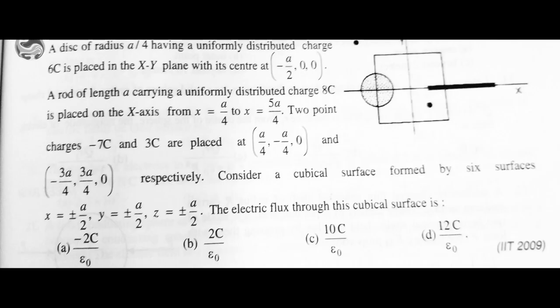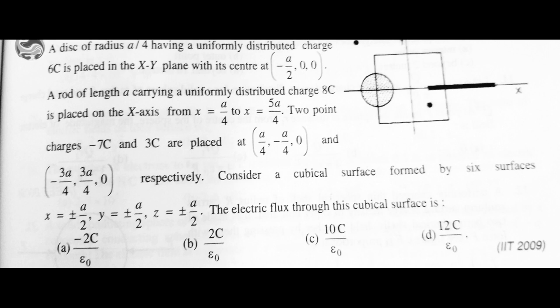This is our second problem of this half a dozen, and this is the most interesting and conceptual problem of today's class. It says that a disk of radius a by 4 having uniformly distributed charge of 6 coulomb is placed in the xy plane with its center at minus a comma 0 comma 0. This coordinate is very important and very tricky as well. A rod of length a, small a, carrying a uniformly distributed charge of 8 coulomb is placed on the x-axis from x equals a by 4 to x equals 5a by 4.